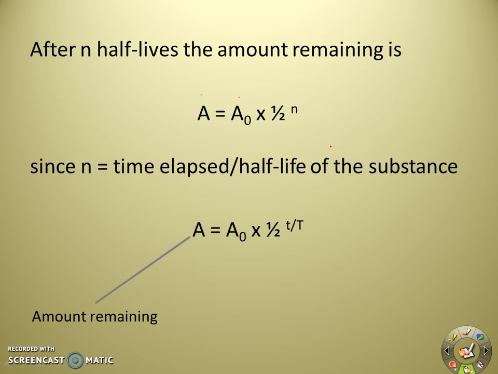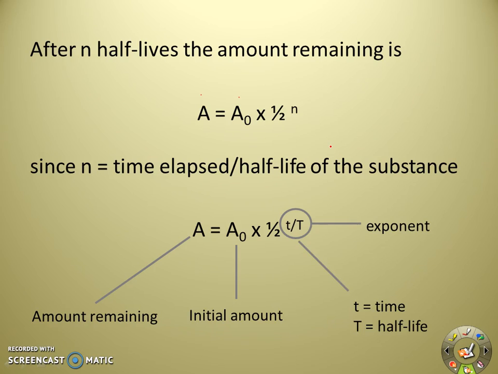A is going to be your amount remaining. So that's what we're going to end up with. A naught is your initial amount, and those two need to have the same unit. Grams, milligrams, whatever one amount's in, the other amount has to have the same unit. Times 1/2 to the little t over big T. So that little t over big T is the exponent to the 1/2. And little t is going to be time, big T is half-life.